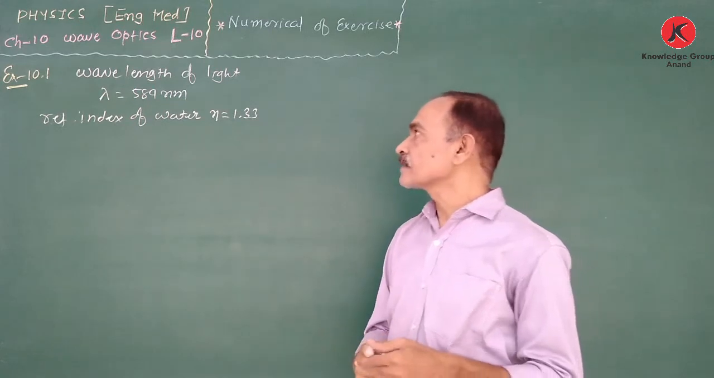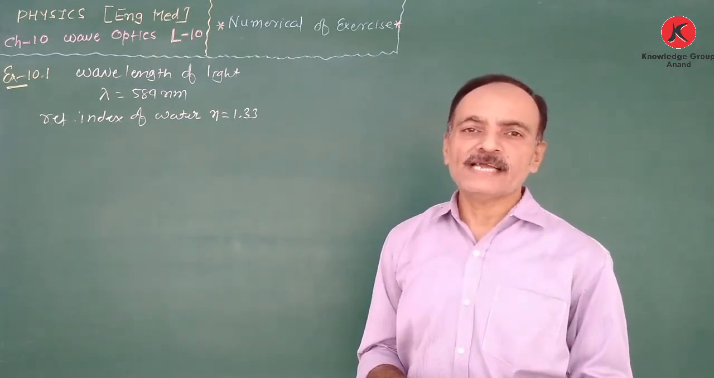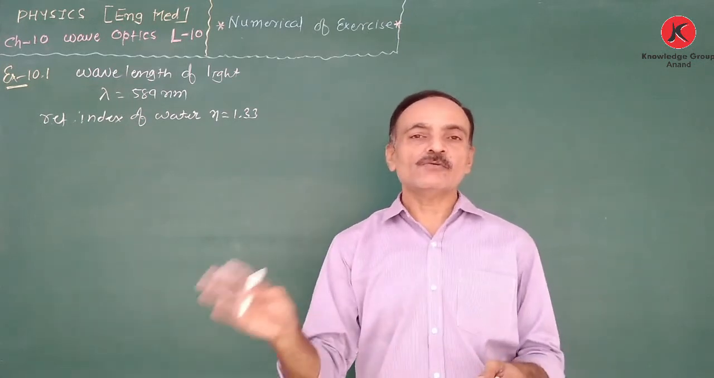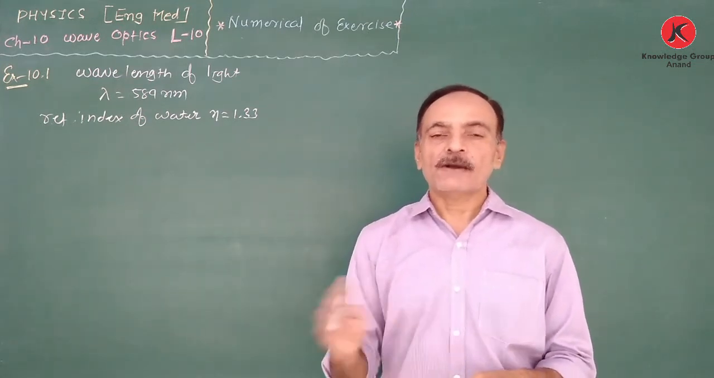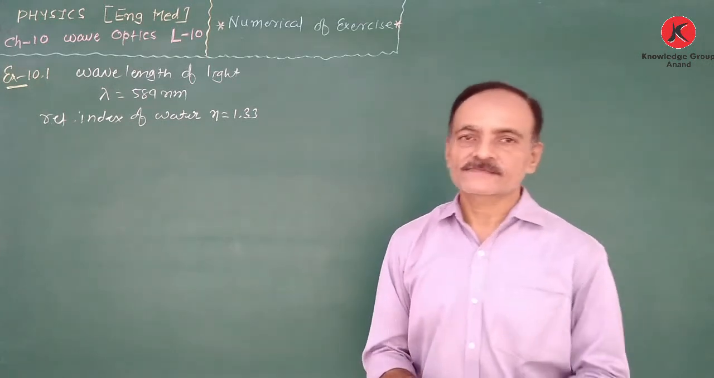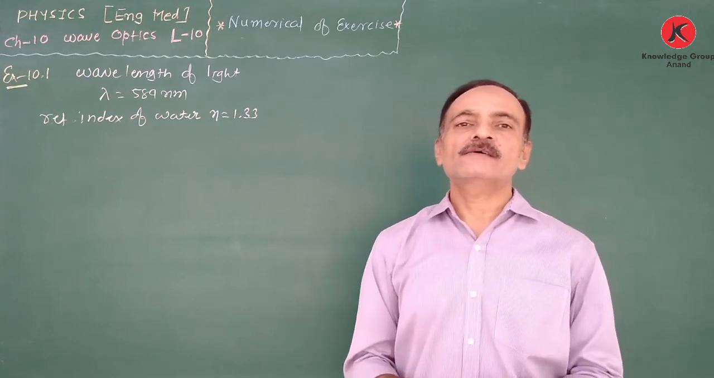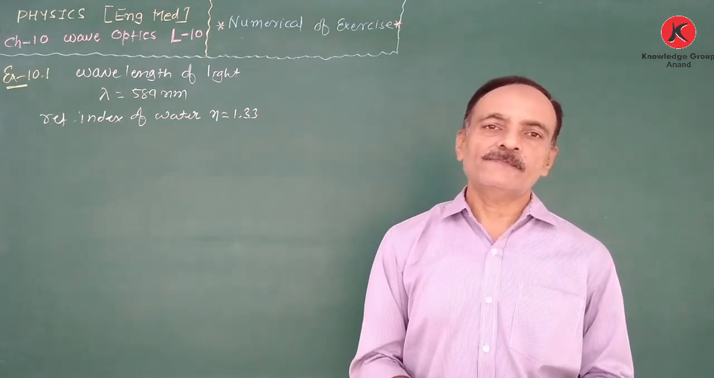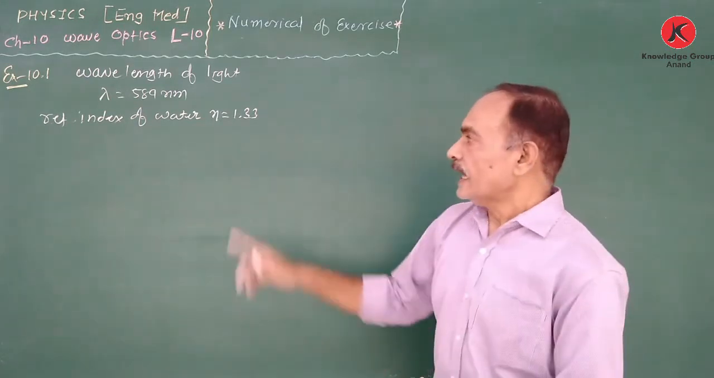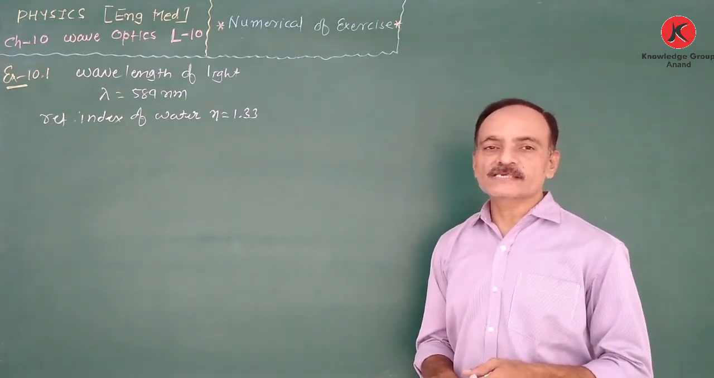First is given the wavelength: a monochromatic light of wavelength 589 nanometer is incident on a water surface. Find the wavelength, frequency and speed of light for the reflected ray and the refracted ray. The refractive index of water is given, n is equal to 1.33.